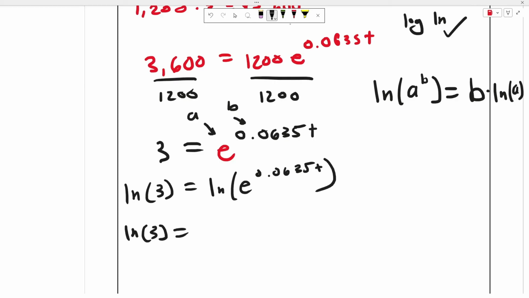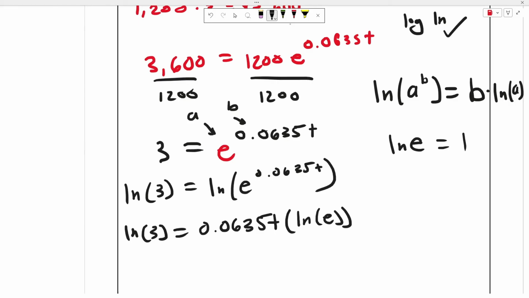Now we can't really rewrite ln of 3, but we can rewrite the natural log here. Remember, ln of a to the power of b is going to equal b, which is what's in the power, which is 0.0635 times t, multiplied by the natural log of a, which in this case was e. Now, another important rule to know is that the natural log of e is equal to 1. So this actually drops down into 0.0635 t times 1, which is the same thing as leaving it as itself.